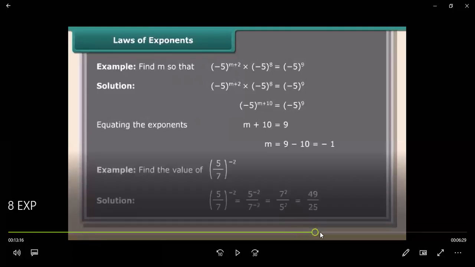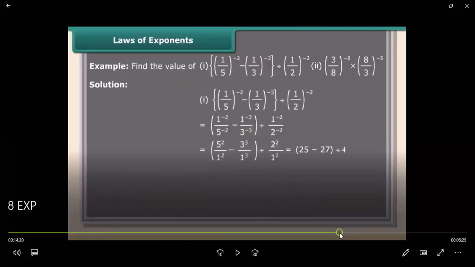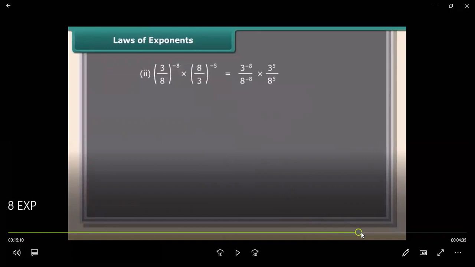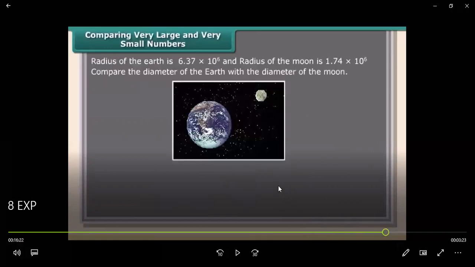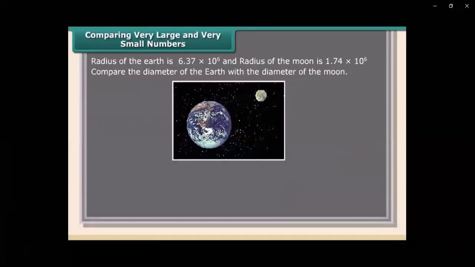Okay, so these were a few examples regarding the laws of exponents, and further we'll discuss more in our online sessions. Now let's move to the next concept, which is regarding comparing very large and very small quantities, small numbers.